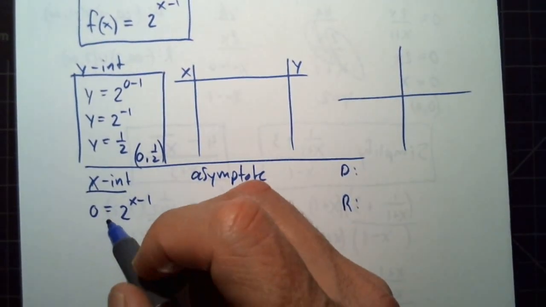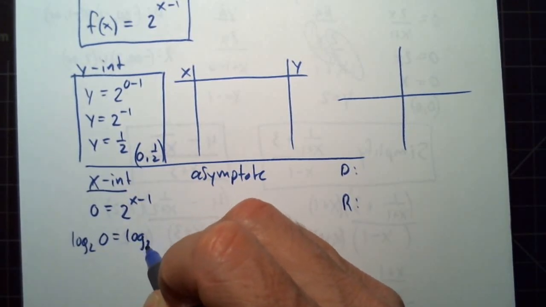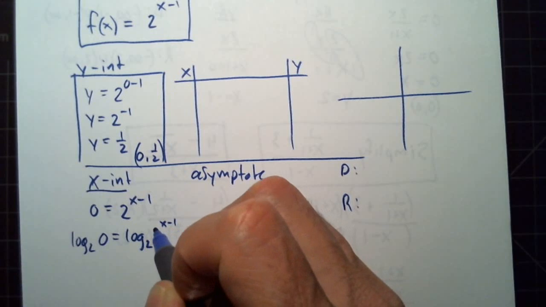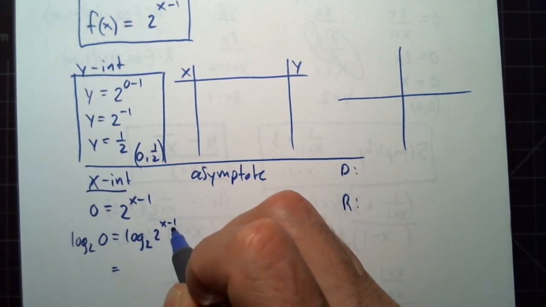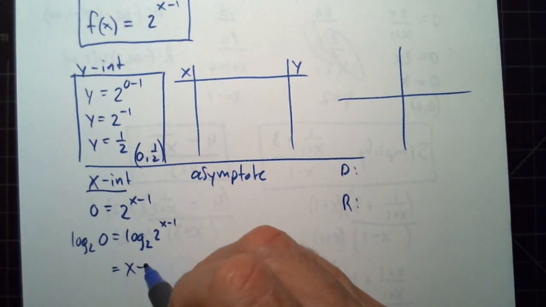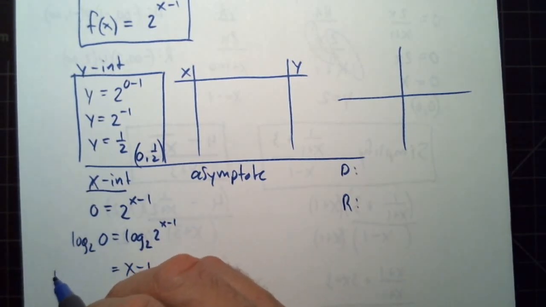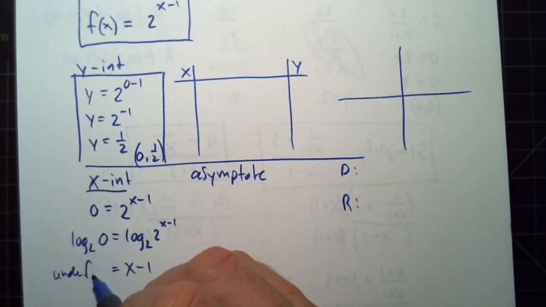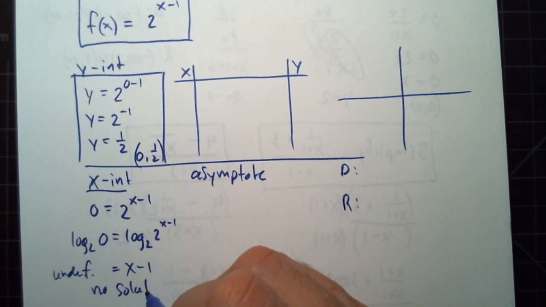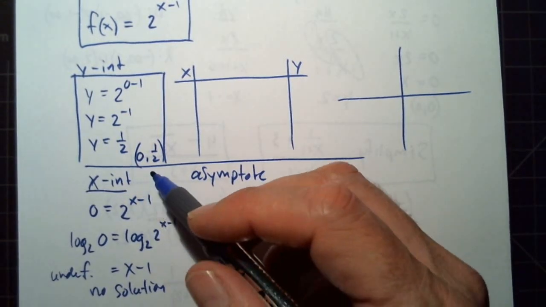we haven't reviewed logs yet, but we could do log base 2 of 0, log base 2 of 2 to the x minus 1. This reduces to x minus 1. It has a value of x minus 1, but this is undefined. So that means there's no solution, and that means there's no x-intercept for this function.